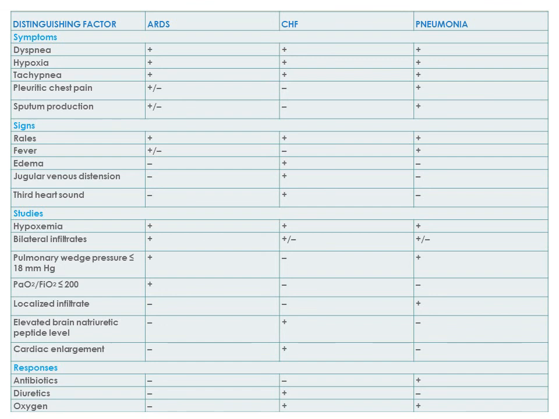So these three conditions should be diagnosed in the clinical background, and then afterwards the histology confirms the diagnosis of ARDS and pneumonia.